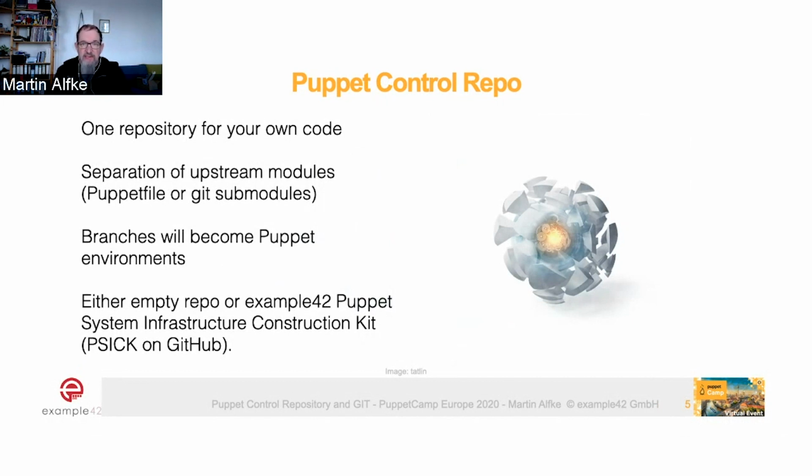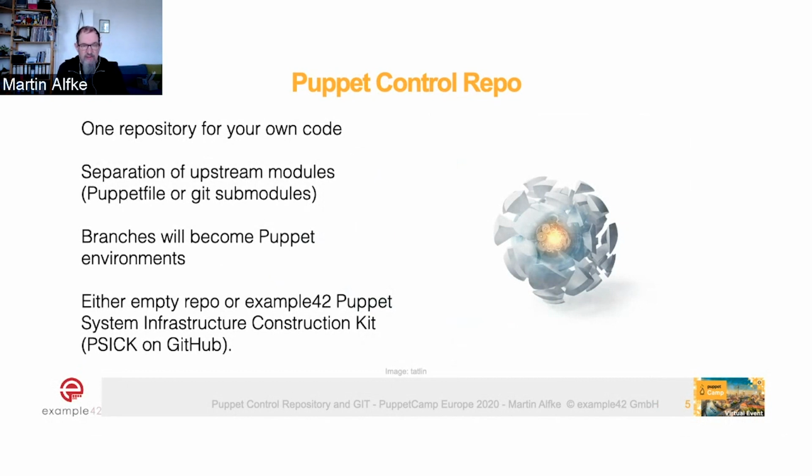The important thing is that a Puppet control repository on a Git server will have branches, Git branches, and these branches will be deployed on your Puppet master by using R10K, or if you have the enterprise version, the Code Manager, and will be deployed to Puppet environments. You can either start with an empty repository from scratch, or you can use our Puppet Systems Infrastructure Construction Kit, which is a ready-to-use control repository where you mainly just add data in the beginning. The workflow is independent of whether you start with an empty repository or use something that is already there.